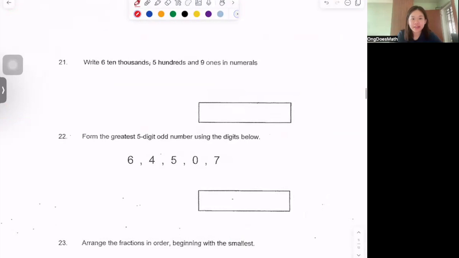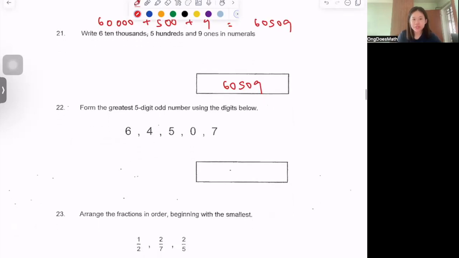Write 6 10,000s, 5 100s and 9 ones in numerals. So 10 has 1 zero, 1,000 has 3 zeros. So 6 10,000s is just 6 0 0 0 0. 100 has 2 zeros, so that's 500. 9 ones has no zero, so it's just 9. So if you add them up, you get 60509. Answer is 60509.